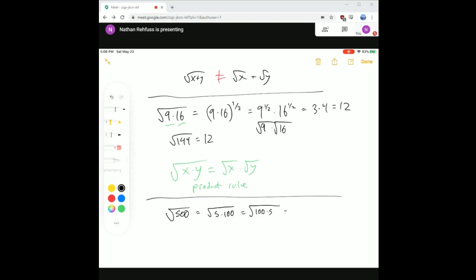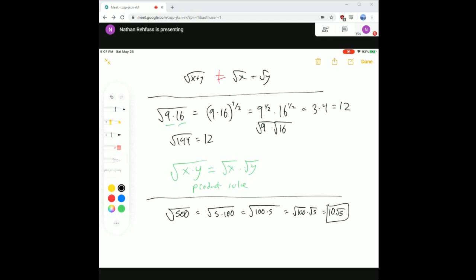And I know from the product rule, the square root of 100 times 5 is the same as the square root of 100 times the square root of 5. I can distribute this exponent of 1/2 over multiplication. We all know that the square root of 100 is 10. So 10 times the square root of 5 is a much nicer way to write this number. We wrote it in terms of a simpler square root. These will come in really handy in a bit. See?